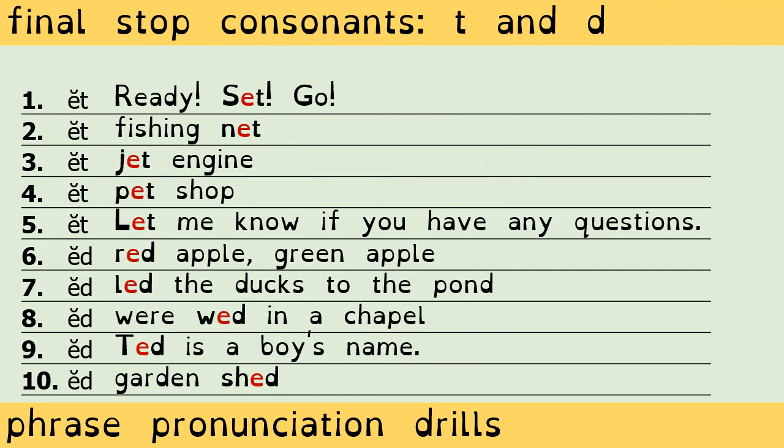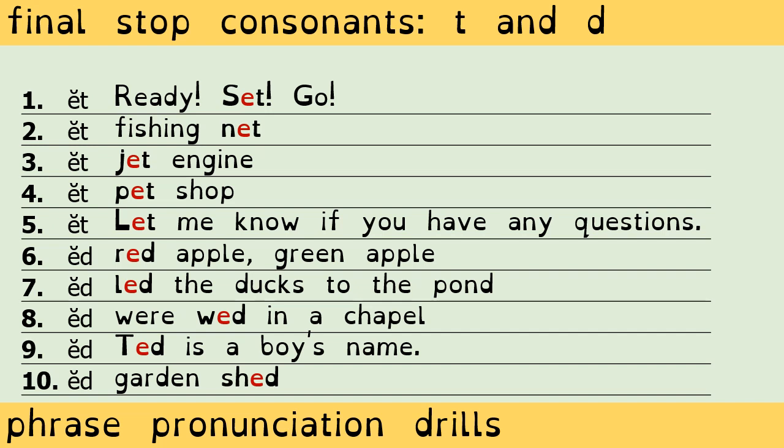The short E sound. Let's go. 1. Et. Ready, set, go. 2. Et. Fishing net. 3. Et. Jet engine. 4. Et. Pet shop. 5. Et. Let me know if you have any questions.